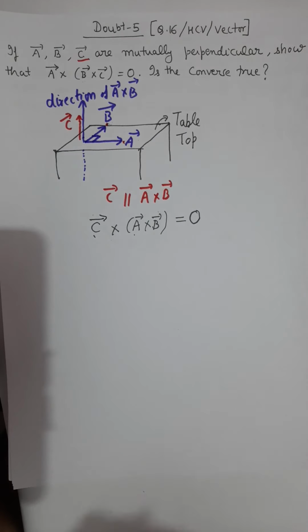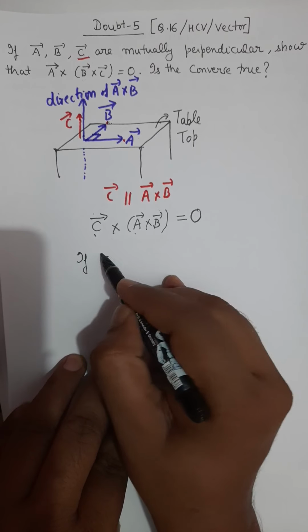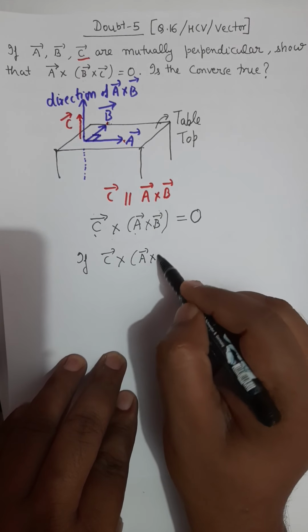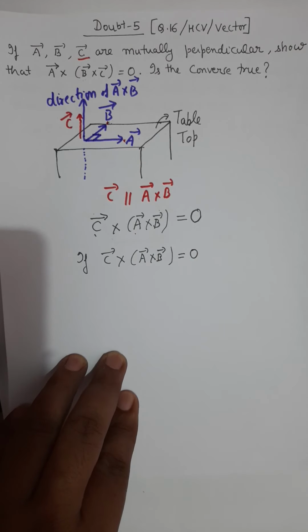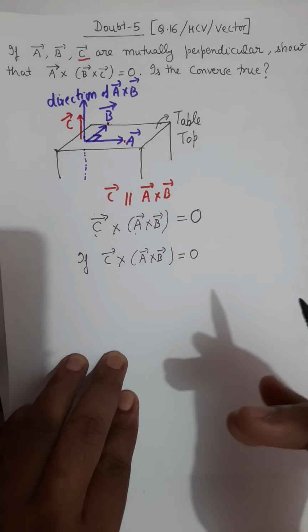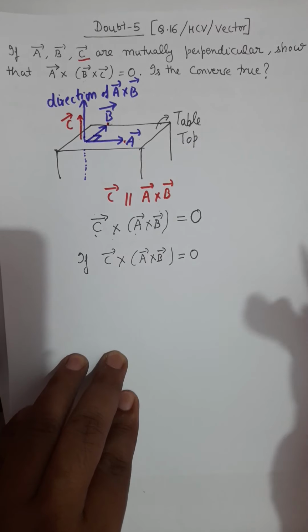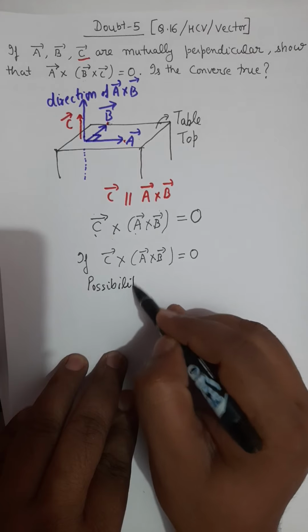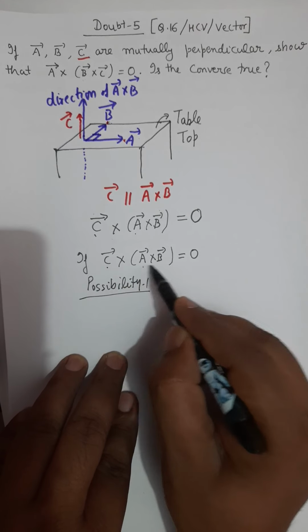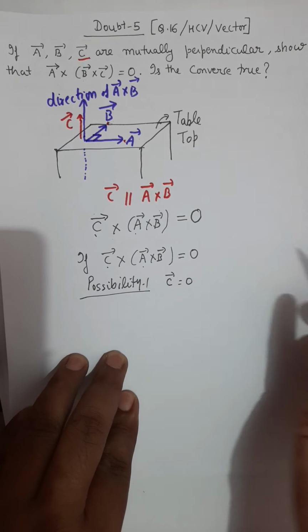Now the question is, is the converse true? No, the converse is not true. Reason: if C cross A cross B is 0, it does not mean A, B, C have to be perpendicular. Why is the converse not true? The reason is, if C cross A cross B is 0, there are various possibilities. Possibility 1: any one vector is 0. That could be one reason. Either C is 0 or A is 0 or B is 0.